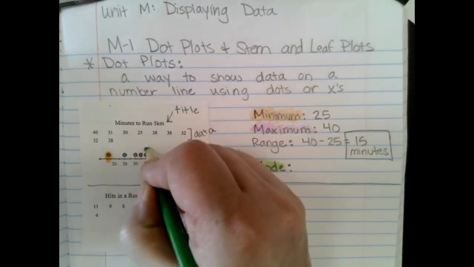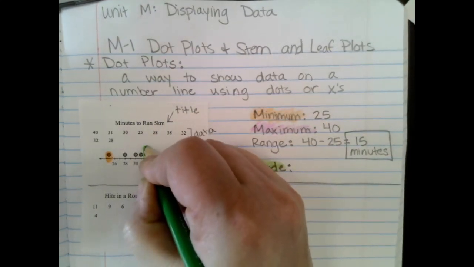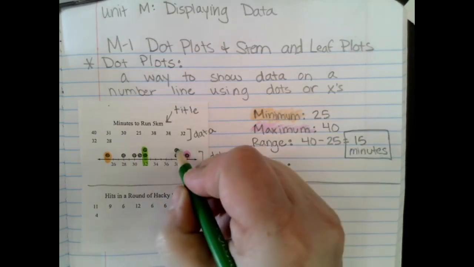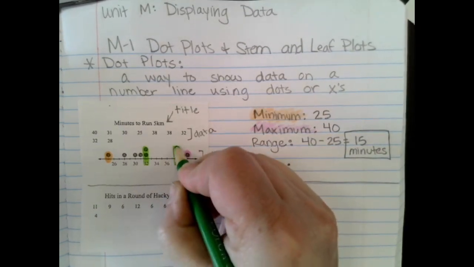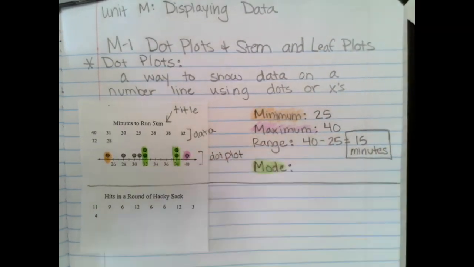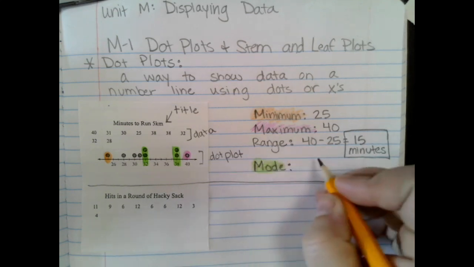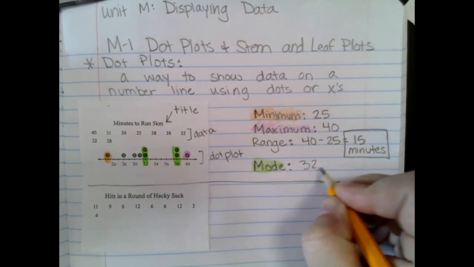Good, 32 and 38. How many 32s are there? 2. How many 38s are there? 2. So is there one that happens more than the other? Nope. They both happen the same amount of times, twice, which is more than the others. So our mode is 32 and 38.